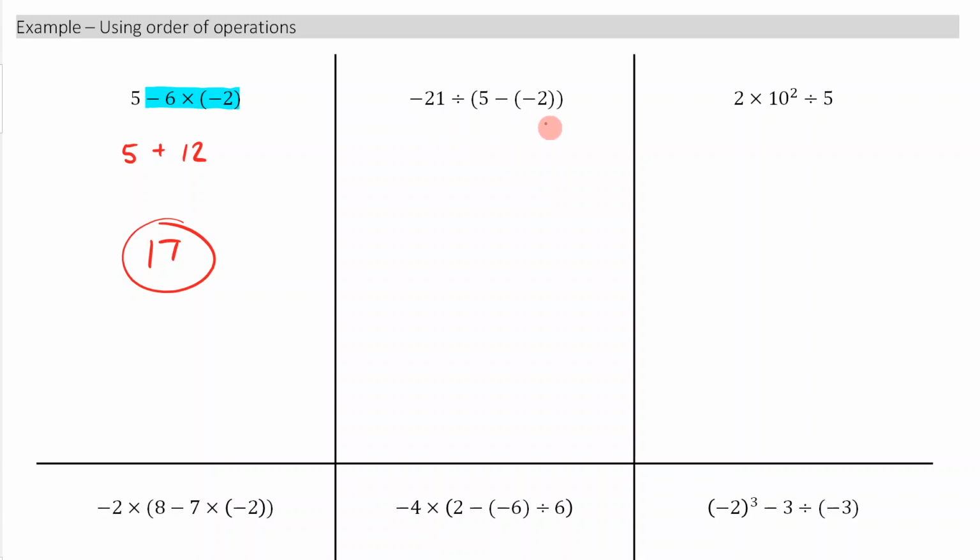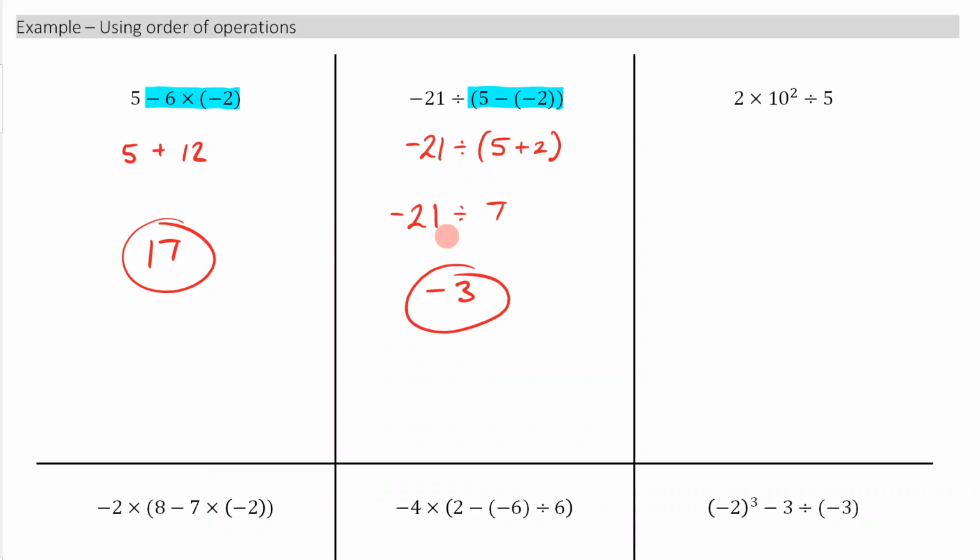We come to our next one. What do we do first? Well, we do what's inside the brackets first. So what do we have inside the brackets? We have 5 minus negative 2. So I'm just going to rewrite this like this, and I'm going to do what's inside the brackets. 5 minus negative 2 is the same thing as, and I might rewrite it, 5 plus 2. Then I would rewrite it again, and 5 plus 2 is 7, so I can do that without the brackets now. And then I would go negative 21 divided by 7 is going to be negative 3. So you see how I'm constantly rewriting what I'm doing. That's a really handy skill in maths, and you'll be constantly doing that.